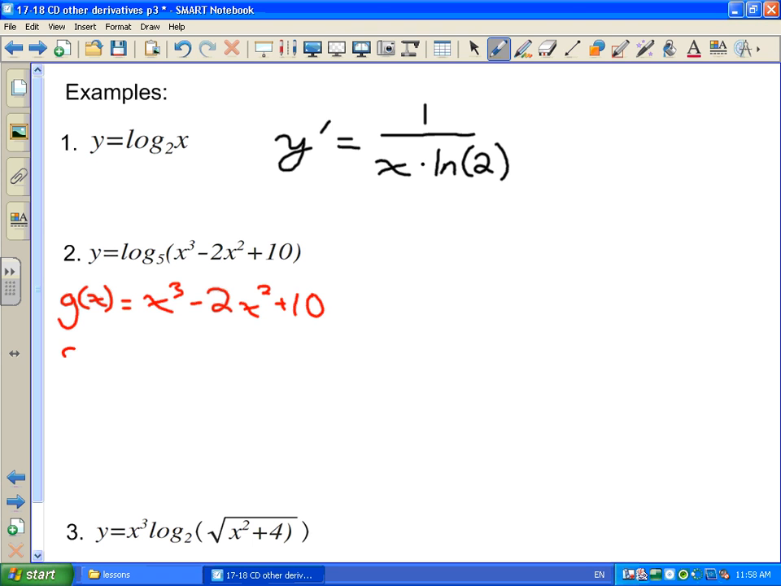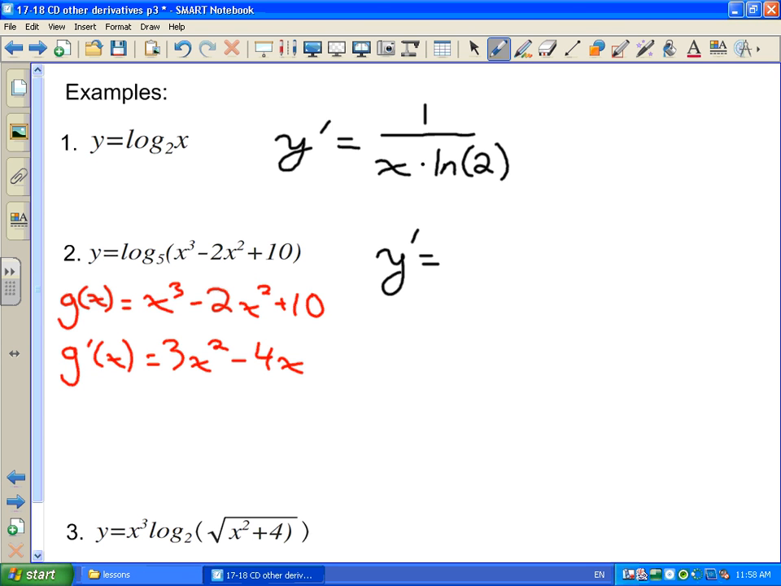And we know we're going to need the derivative of that. So let's take the derivative. We can do this term by term. So it's 3x squared minus 4x. Now we can go back and take the derivative of our entire function here.